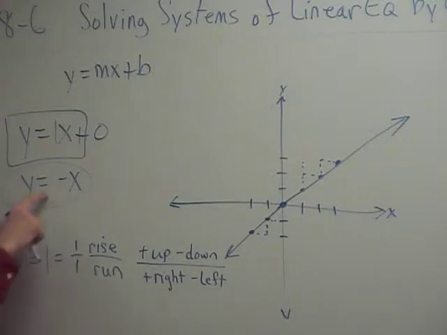So let's graph this problem now. You've got to graph both of them on the same graph. b is 0 here. What's m? m is -1. What is -1 as a fraction?